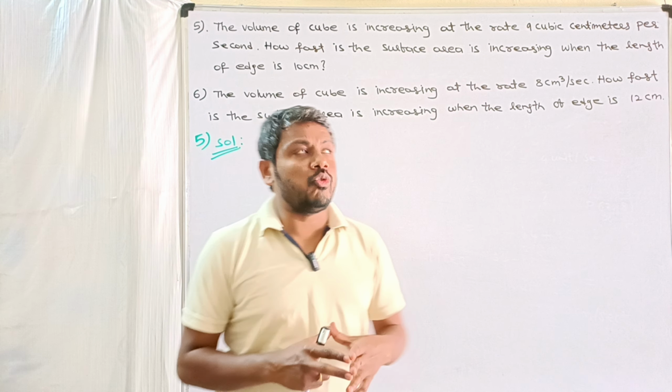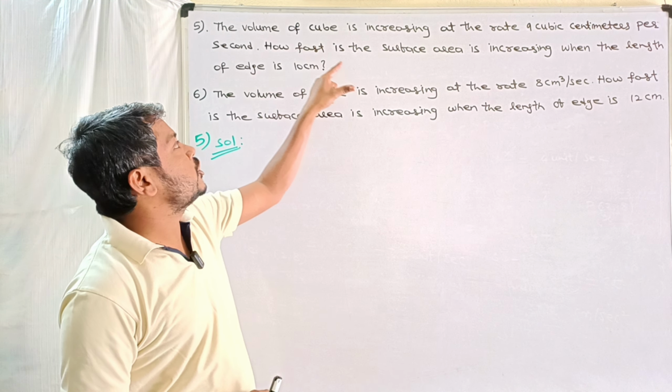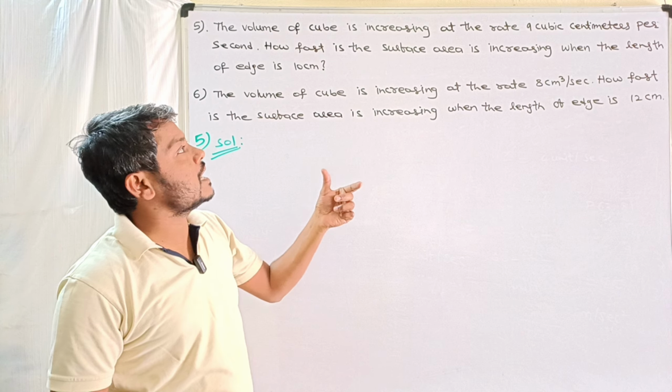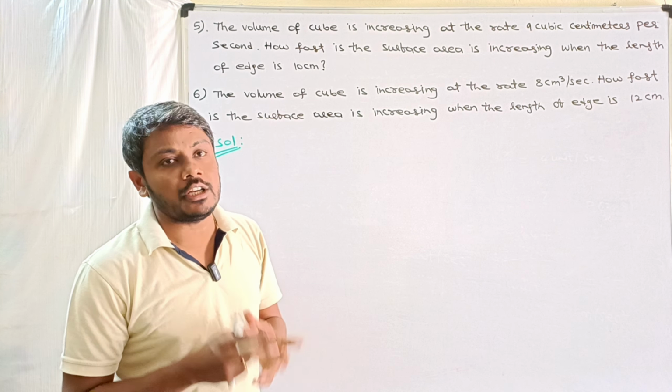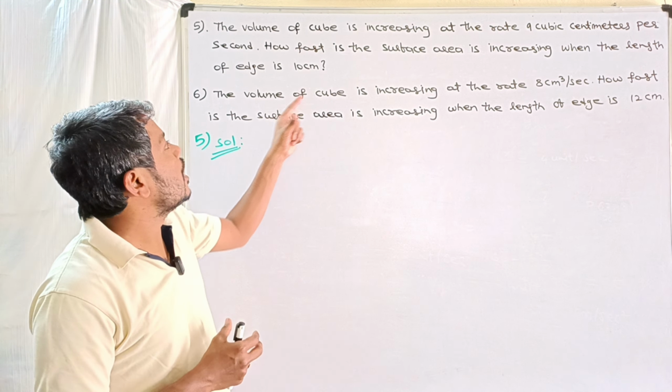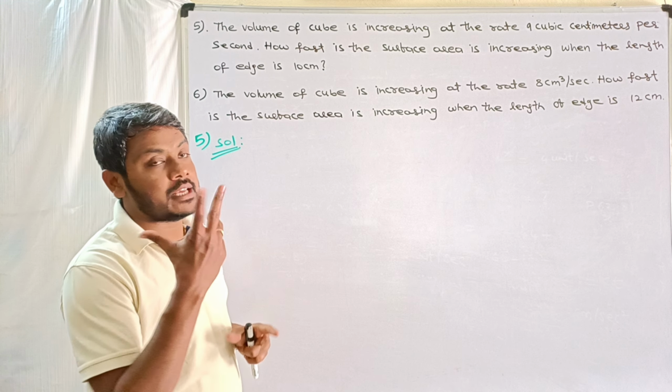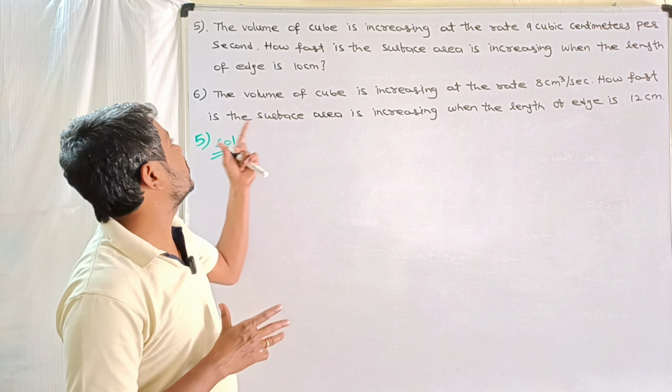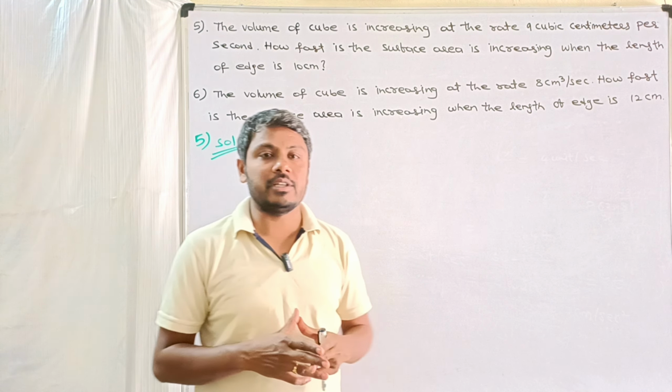So next, question number 5. The volume of a cube is increasing at the rate of 9 cubic centimeters per second. How fast is the surface area increasing when the length of the edge is 10 centimeters?